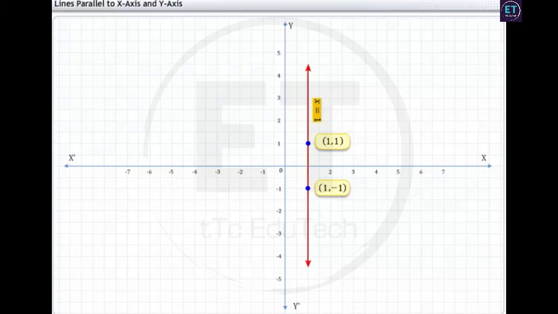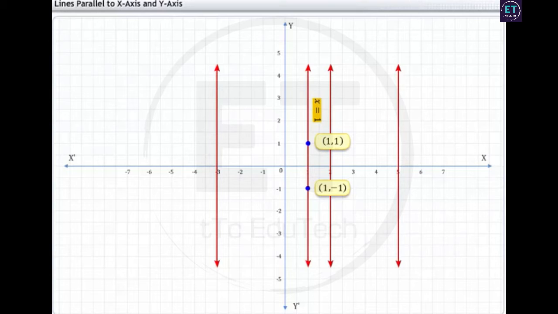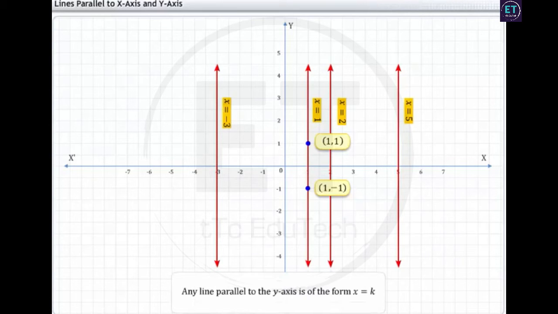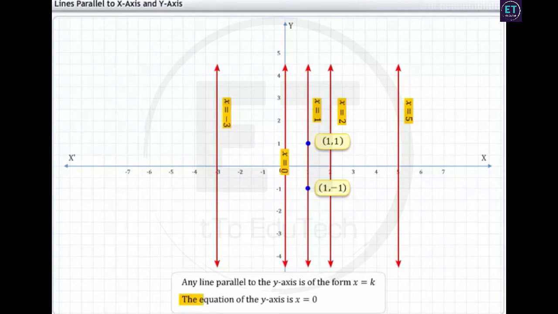Similarly, we can draw other lines that are parallel to the y-axis. The equations of these lines can be given by x equals 2, x equals minus 3, and x equals 5. On generalizing, we can represent any line parallel to the y-axis as x equals k. Now, what happens in case of the equation x equals 0? The line coincides with the y-axis, so we say that the equation of y-axis can be given by x equals 0.